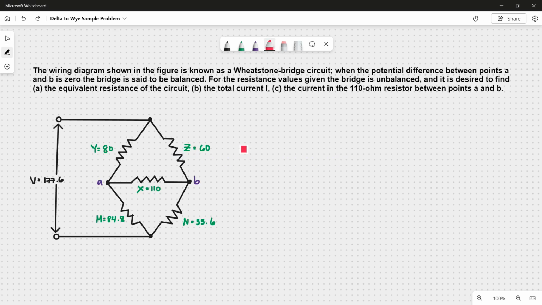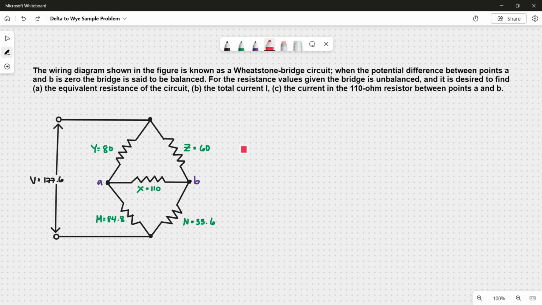The wiring diagram shown in the figure is known as a Wheatstone-bridge circuit. When the potential difference between points A and B is 0, the bridge is said to be balanced. For the resistance values given, the bridge is unbalanced, and it is desired to find the equivalent resistance of the circuit, the total current I, and the current in the 110 ohm resistor between points A and B.